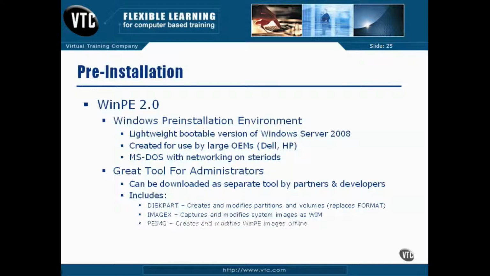PE image will create and modify the WinPE images offline, which means once I've created an image, I can go edit that image offline using the PE image tool. Now, WinPE, when you install it, will run for 72 hours once you start it, and then it shuts down and goes away. Okay. Now, let's talk about some other aspects of this.